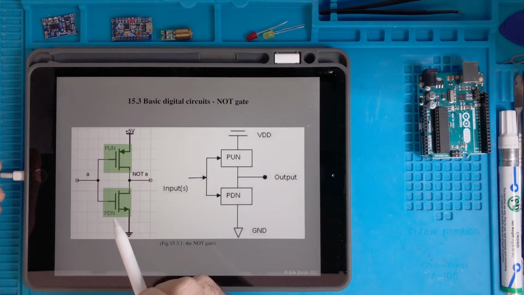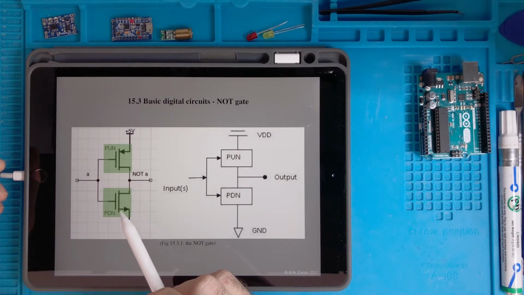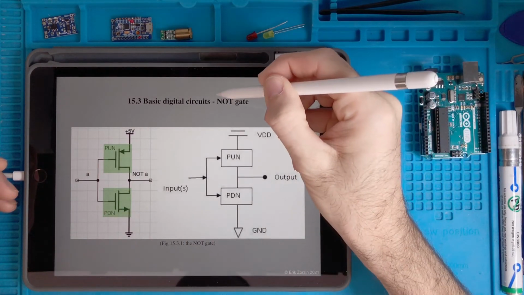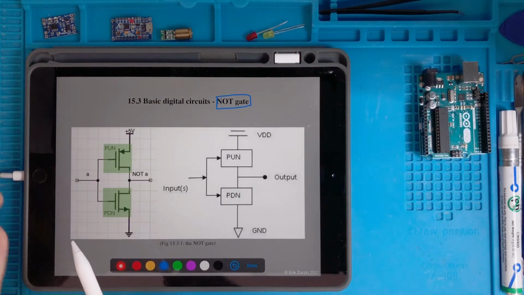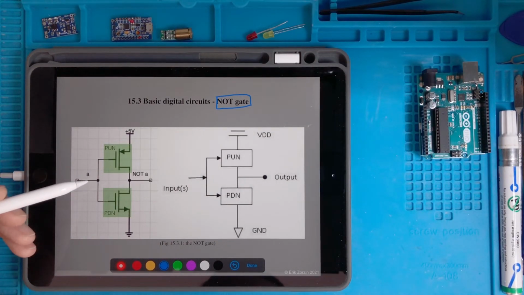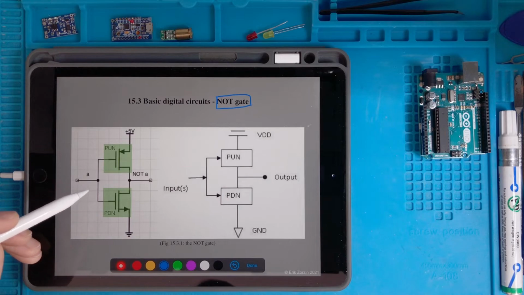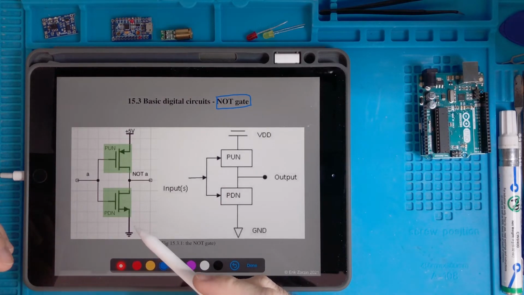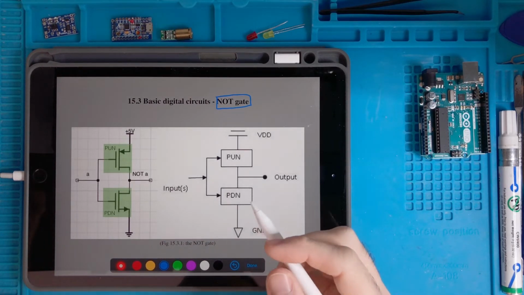Okay, this is an implementation of the so-called NOT gate. We already met this circuit here. It's the output stage of an operational amplifier. So you have to look now at this a little bit more carefully.